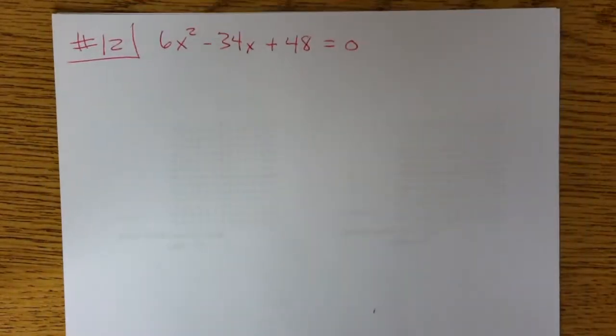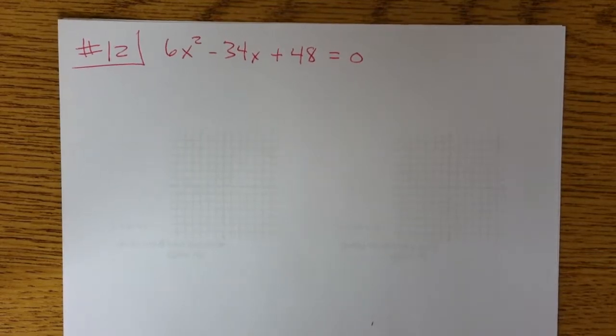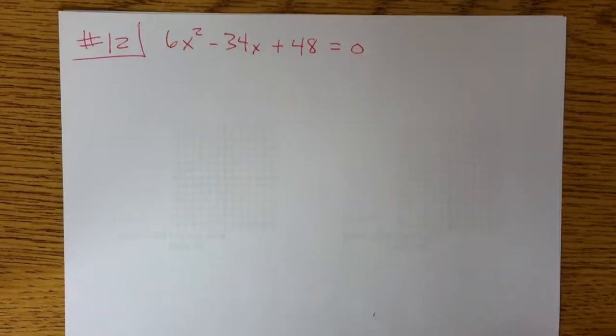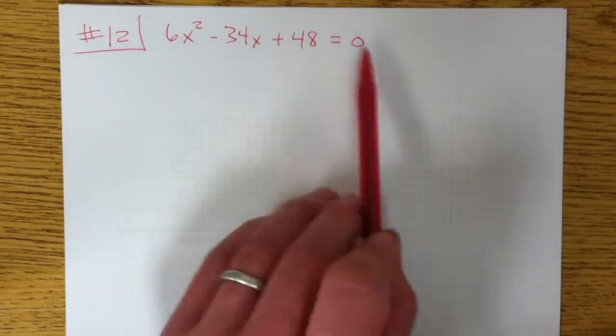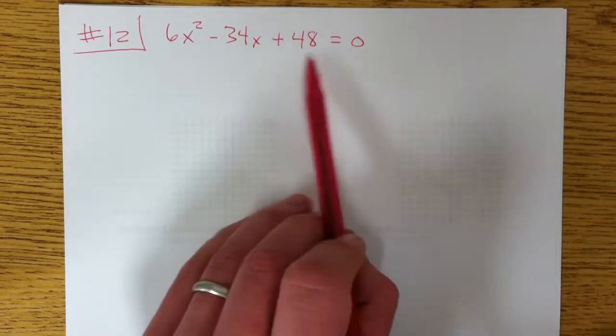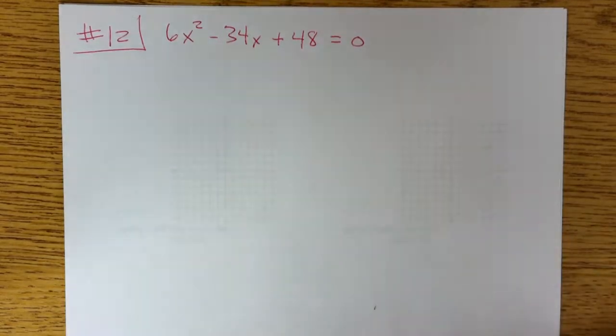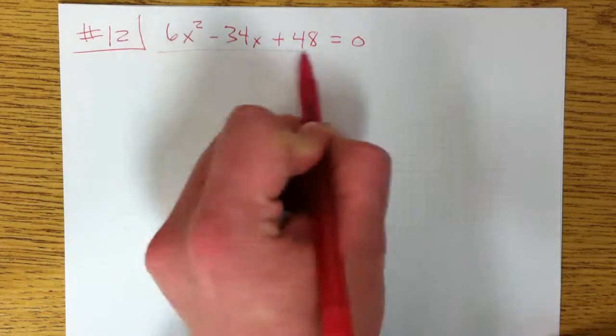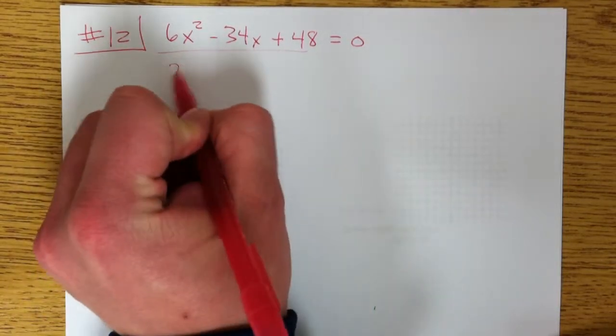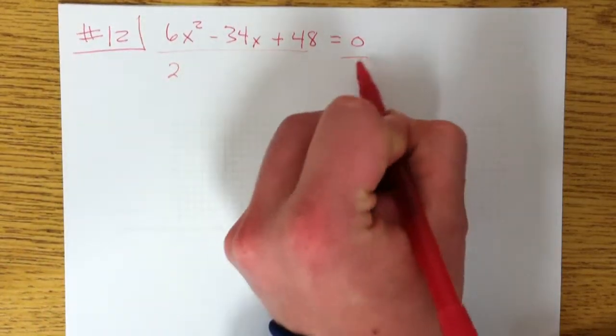The last problem that I want to work through with you is this one right here, number 12. And the reason I want to work through this one is we're still solving here, but it's going to be helpful again to recognize that everything's on one side, I've got it equal to 0, and there is a greatest common factor between these terms. So what I can do is I can factor out a 2. So I'm dividing everything by 2.